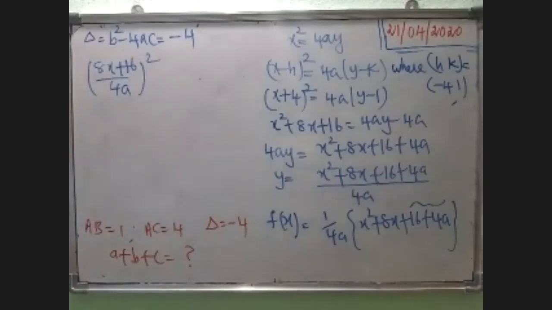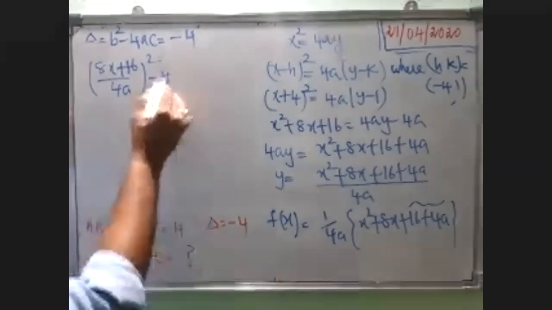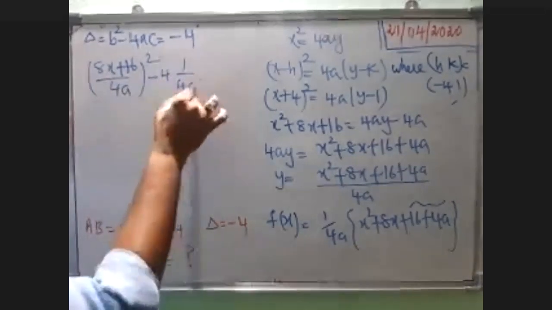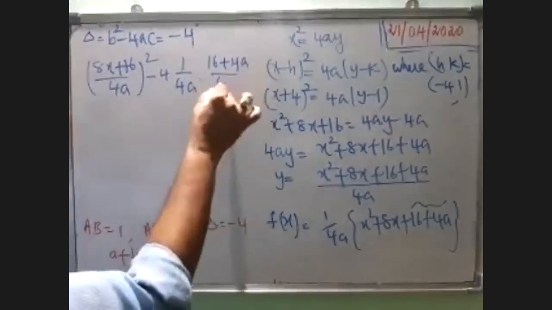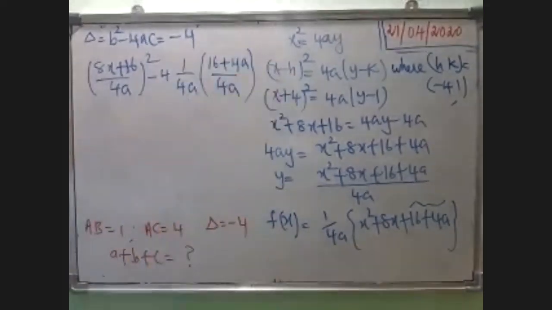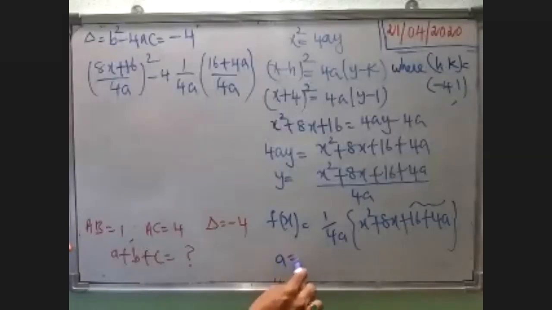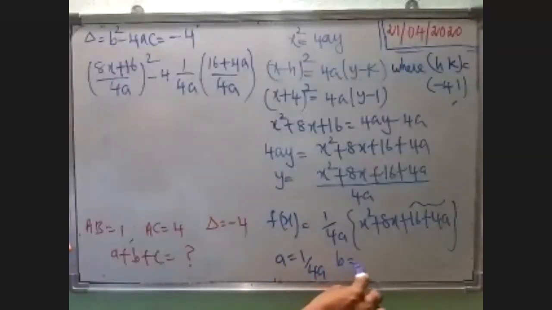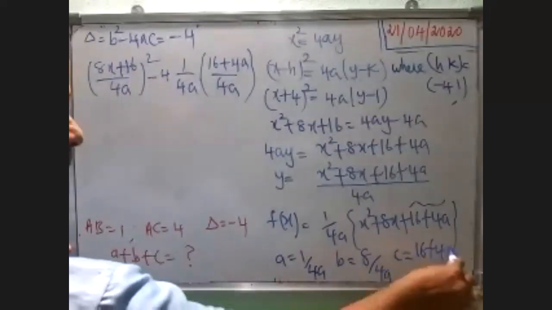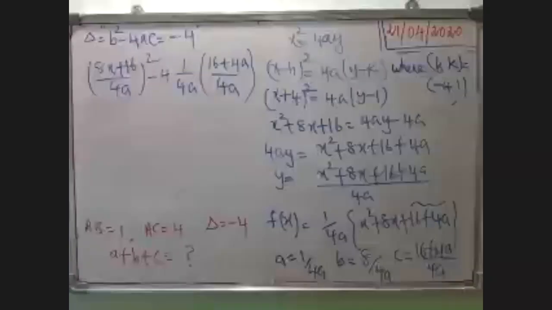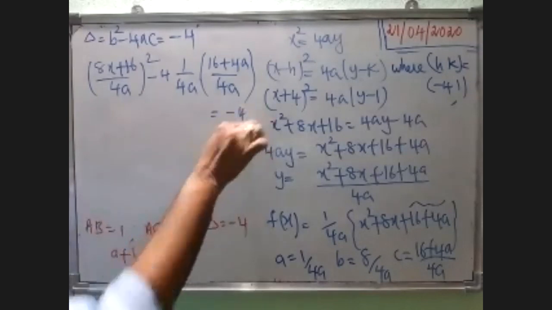This is b square. Minus 4ac means minus 4 into the a value, which is 1 by 4a, and the c value is 16 plus 4a by 4a. This is b square minus 4ac. You should remember the a value is 1 by 4a, the b value is 8 by 4a, and the c value is 16 plus 4a by 4a. And I have substituted here. This value is given as minus 4.